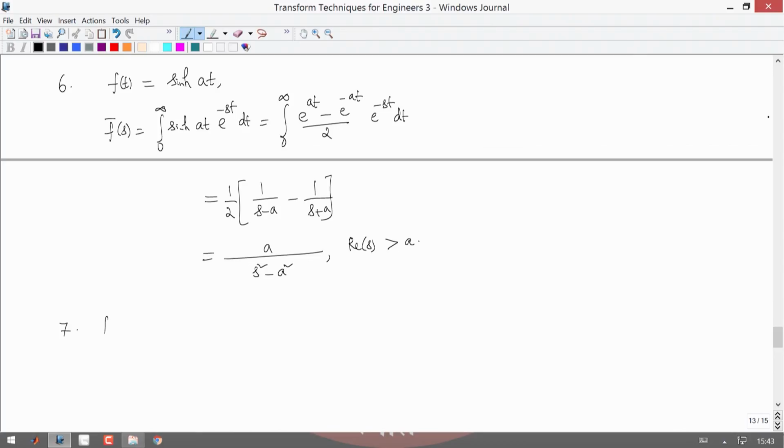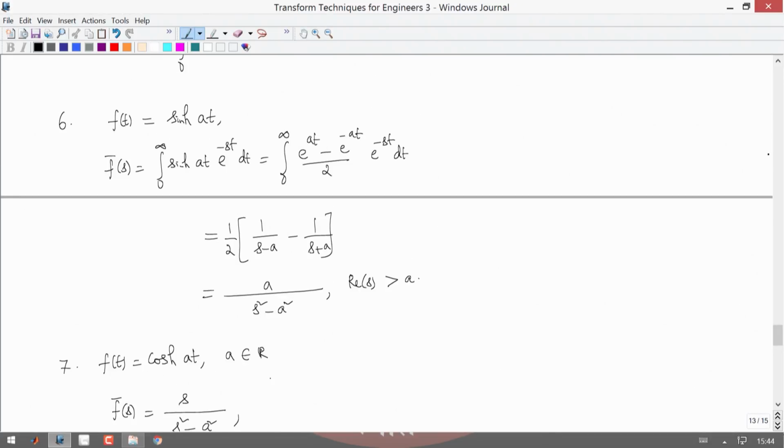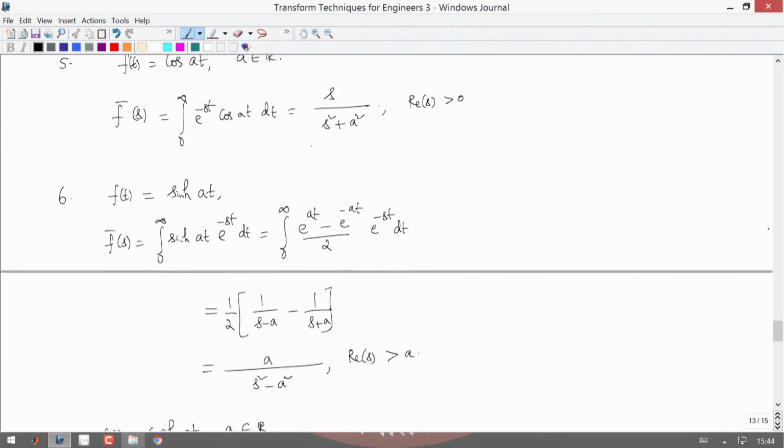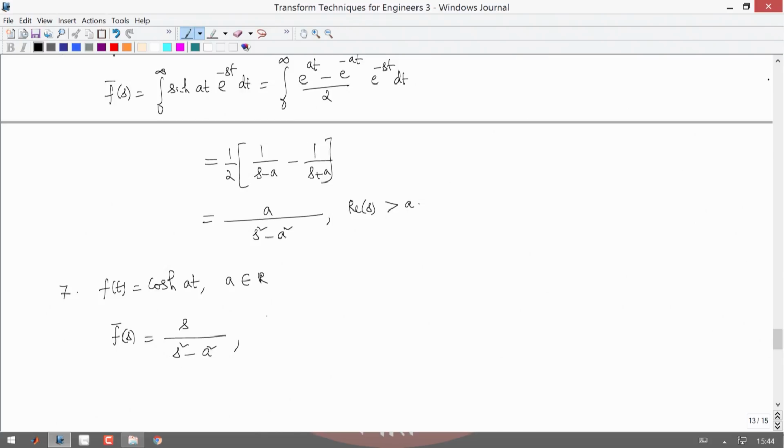Similarly, you can also take f of t as cos hyperbolic a t, where a is any real number. For this f bar of s, you do the similar calculation, and you can see that it is s divided by s square minus a square. So, you observe that if it is plus in the denominator, you have cos or sine. If it is a minus, s square minus a square, you have cos hyperbolic or sine hyperbolic. Here real part of s is bigger than a, because cos hyperbolic a t is e power a t plus e power minus a t divided by 2, so this is exponential of order a. That is how you can get the Laplace transform of these elementary functions, and the inverse transform as well.